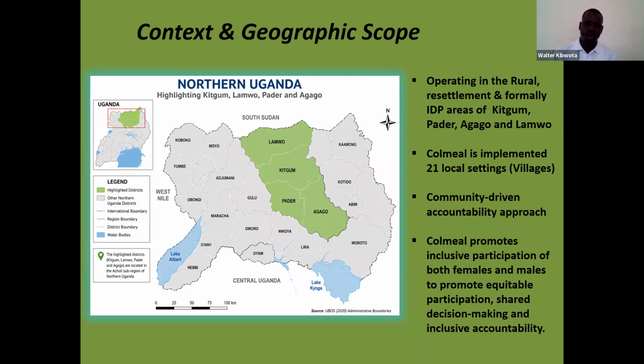As you can see, Lamwo, Kitgum, Pader, and Agago are the districts which are highlighted. Those districts, we call it Acholi, that is East Acholi. Most people in the northern part of Uganda are mainly Luo, but the entire northern part of Uganda is covered by about 5 different tribes. We have Luo, we have Lango, we have Lugbara, we have the Karamojong.